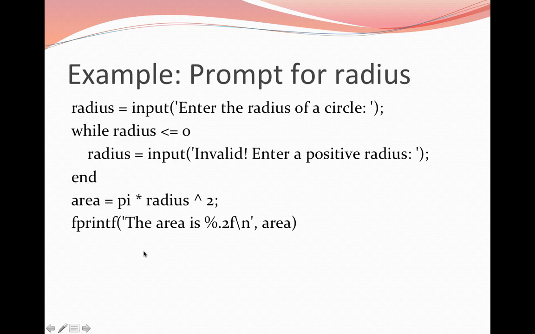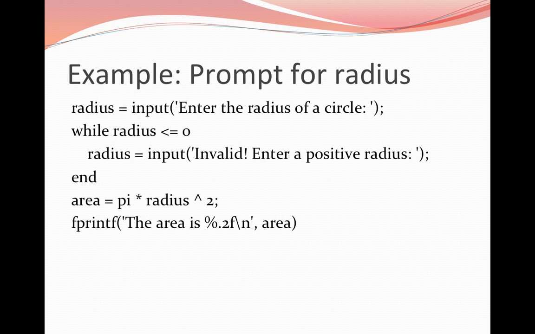Here's an example. If I wanted to prompt for the radius of a circle, that should be a positive number. So here I'm prompting by saying enter the radius of a circle and reading that into a variable radius. And I say while radius is less than or equal to 0, so neither one of those makes sense if it's negative or 0. So I'm just going to combine here in the prompt and the input the error message and reprompting. So I'm going to say invalid, enter a positive radius.